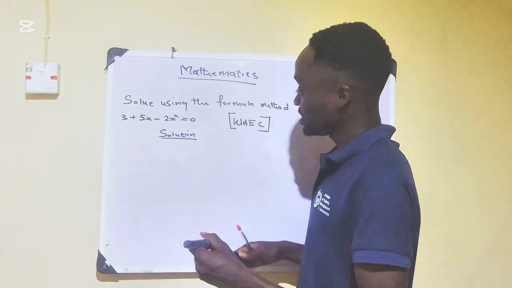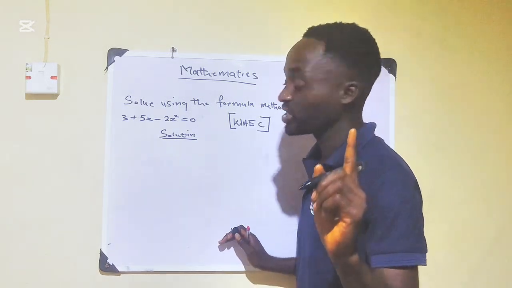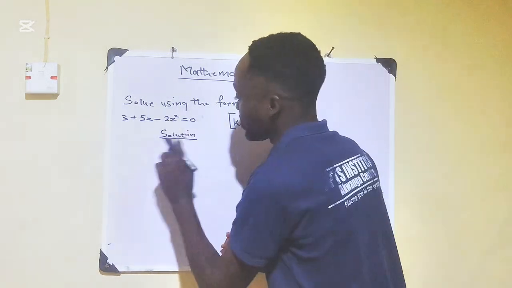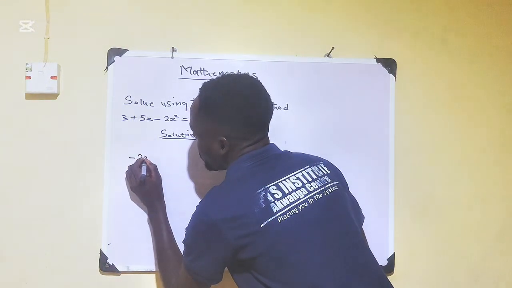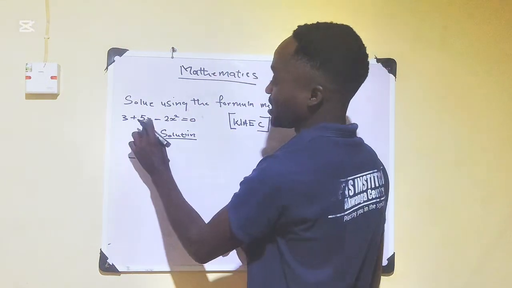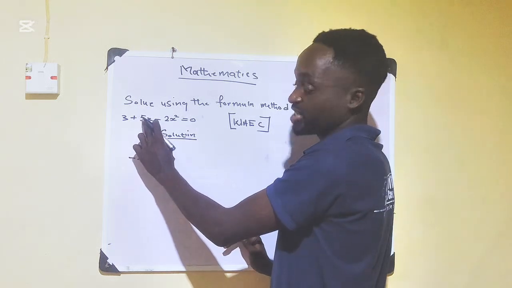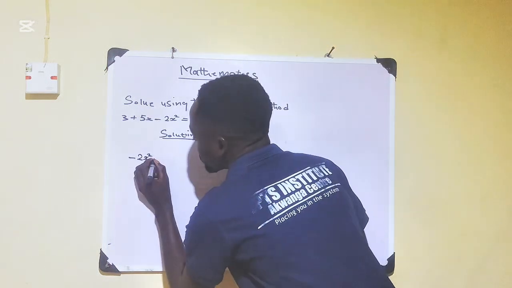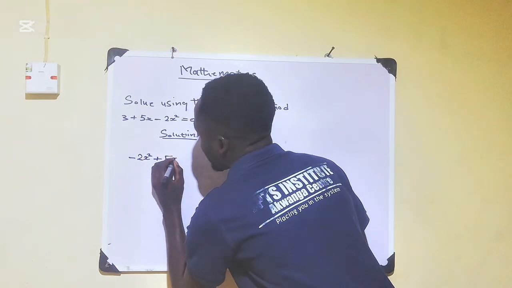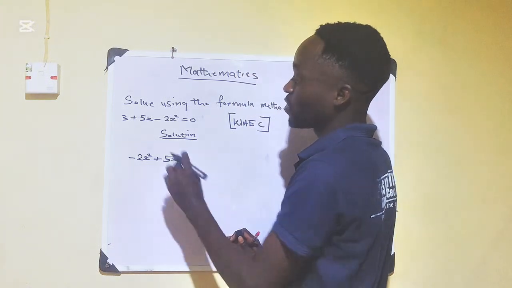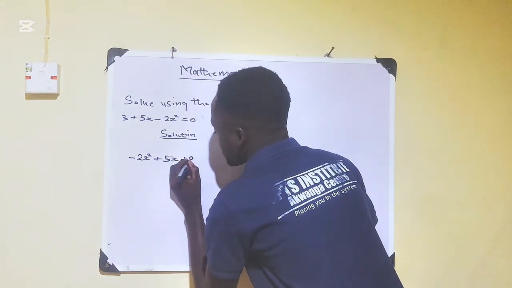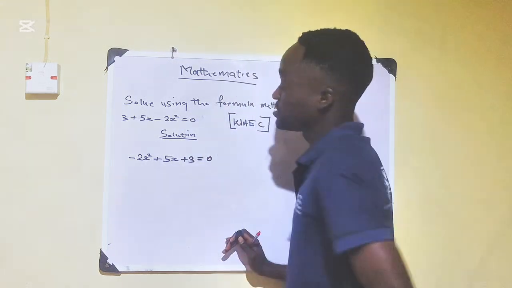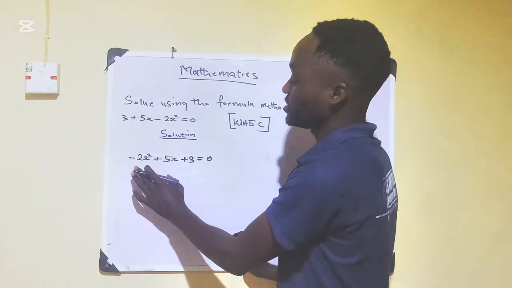If we want to arrange it well, remember in a quadratic equation you always start with the highest power, which is what? 2. So we'll write this as minus 2x squared. After x squared, the next thing that comes is x without the power, so plus 5x. The last thing that will come is the number without the x, which is plus 3, and this is equal to 0.